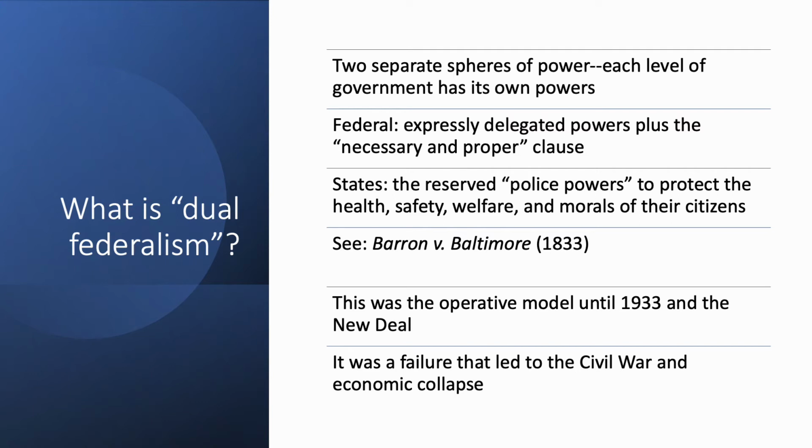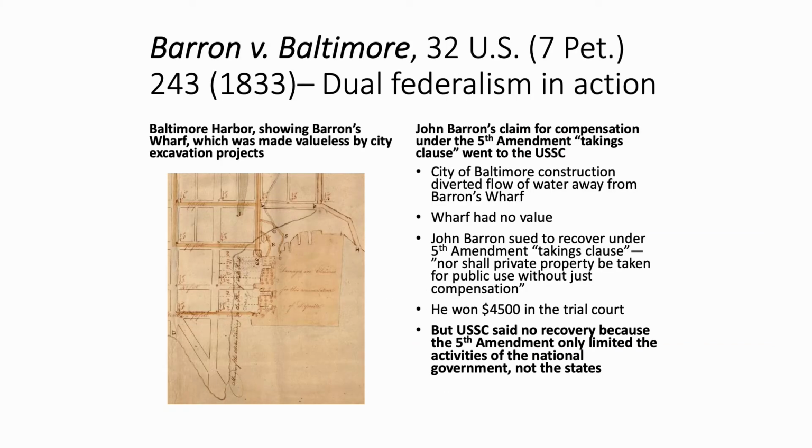That was the model until 1933 and the New Deal, but it failed during the Civil War, had to be reconstituted, and a great example of how it worked was Barron versus Baltimore. What you see here is a map of Baltimore Harbor from the 1930s. This is just an example of what we meant by dual federalism.